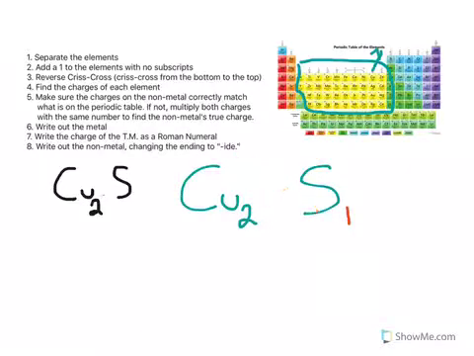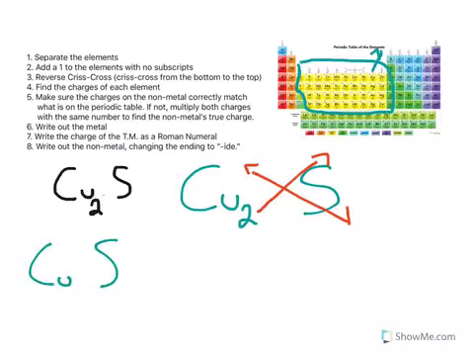Now we're going to do what's called the reverse crisscross. I'm bringing the subscript from the bottom to the top, and I can rewrite these. So I have Cu1 and then S2.